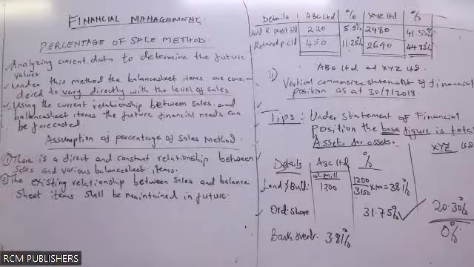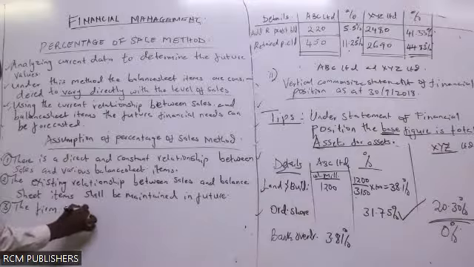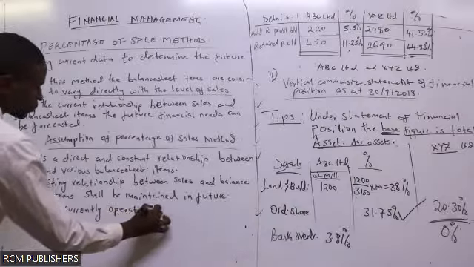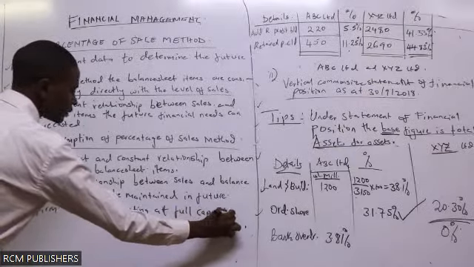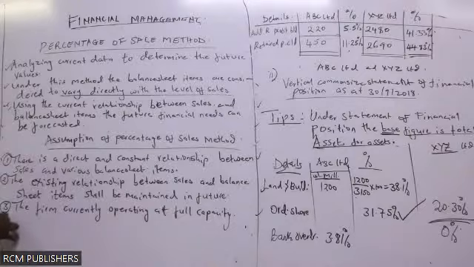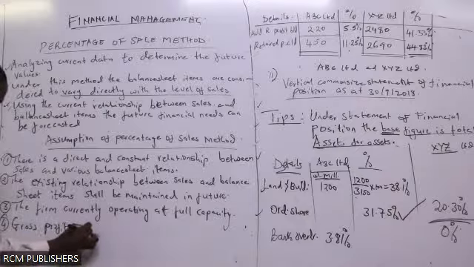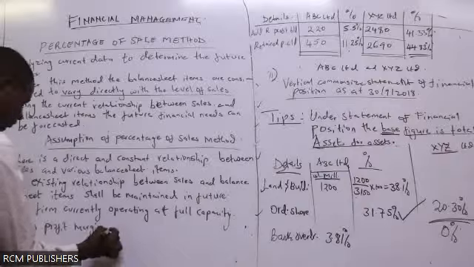That's very good. Then we say the firm is currently operating at full capacity. Gross profit margin is our next assumption. Gross profit margin is known in advance.